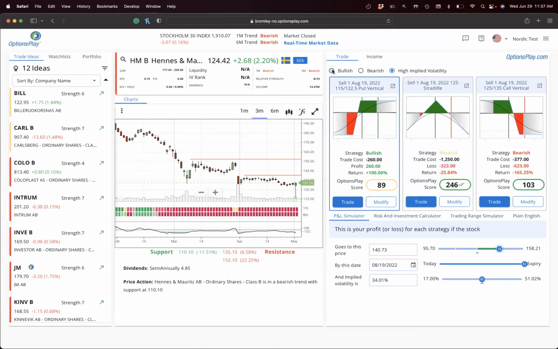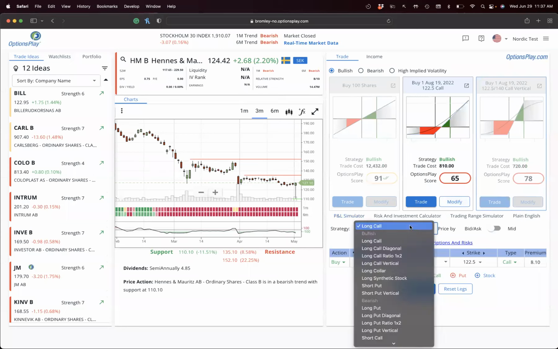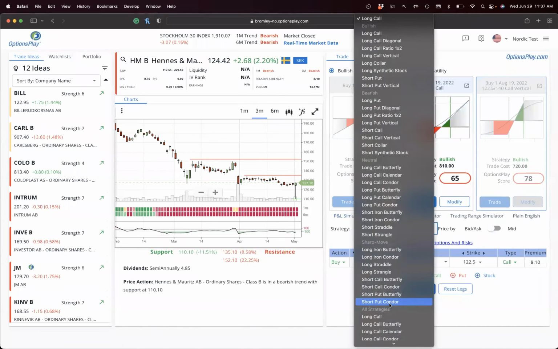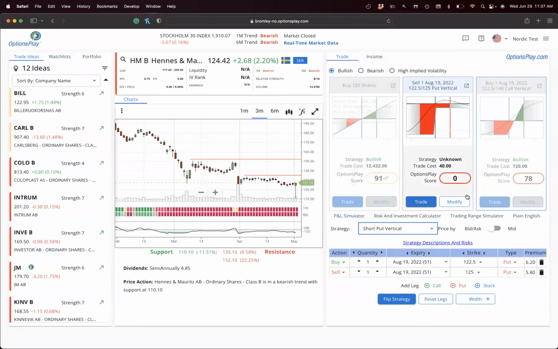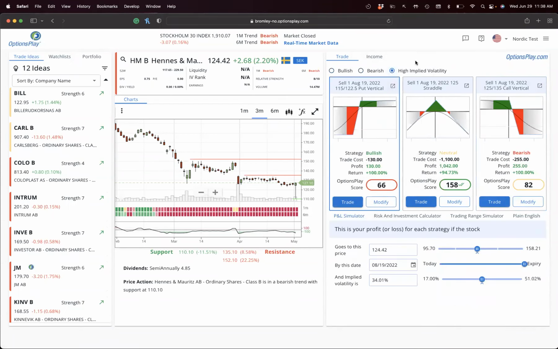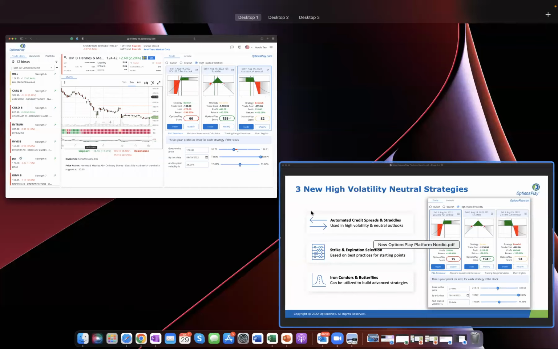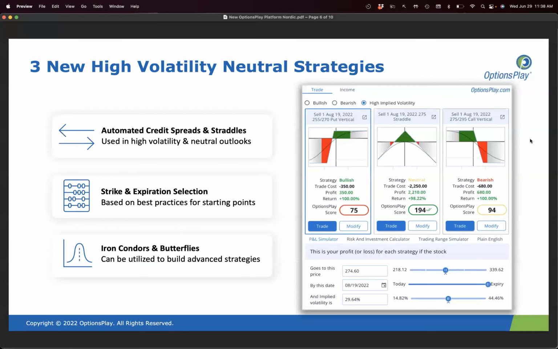Okay, perfect. Because before, you used to have to go to bullish and modify, you would have to use the strategy constructor. If you wanted to sell a short put vertical, you'd have to select it and then manually select your strike prices. Now the new high implied volatility tool effectively does the work for you, gives you your starting points in terms of expiration dates and strike prices, and then you can quickly start using the P&L simulator and see what your profit and loss potential is for each one of these strategies, okay? So that should make trading these types of strategies much faster and much easier to find opportunities.